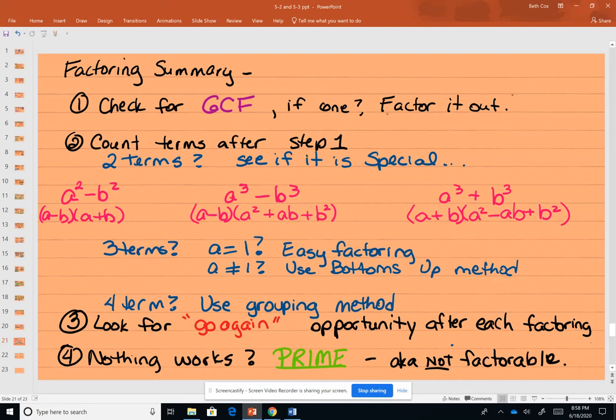Now, a couple of tips. Look for a go again opportunity after each factoring, making sure that you factored everything out already, that there's not another pattern hiding in there. Make sure it's all done. And then if nothing works, this thing is prime. It's not factorable. Okay, so I've got a couple more examples I want to do. These are just kind of follow along, just a summary.